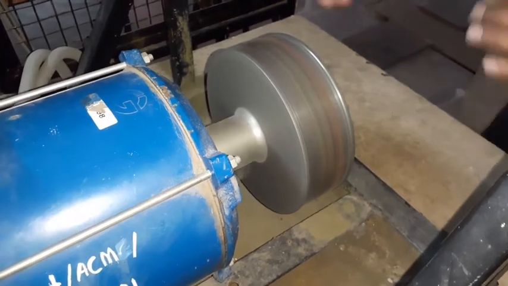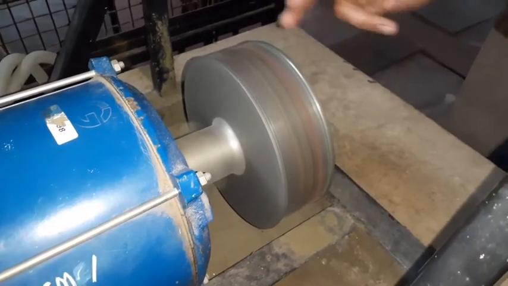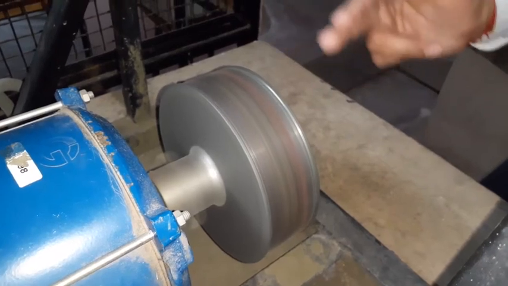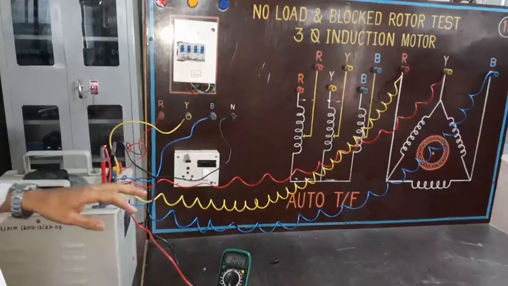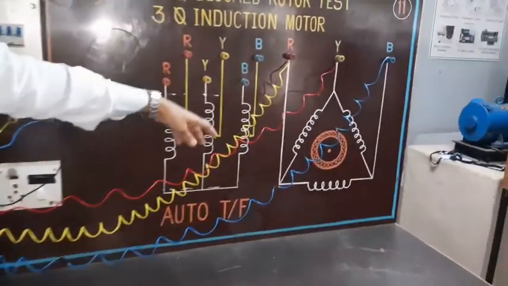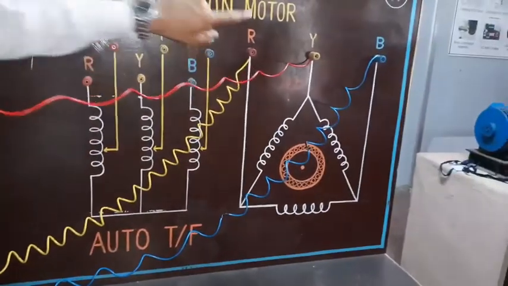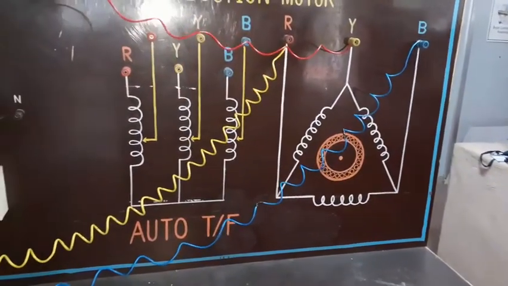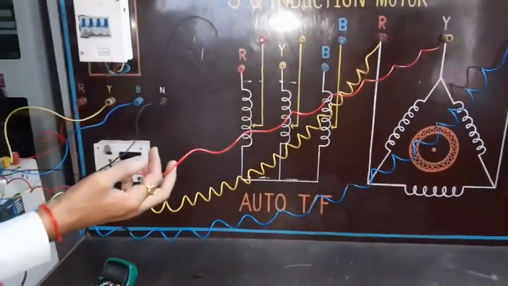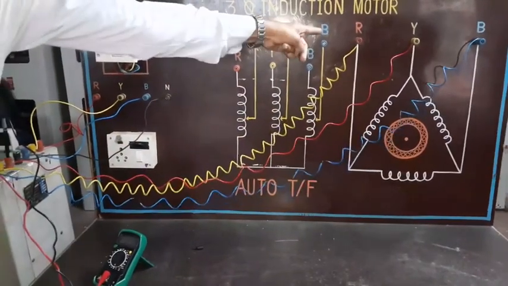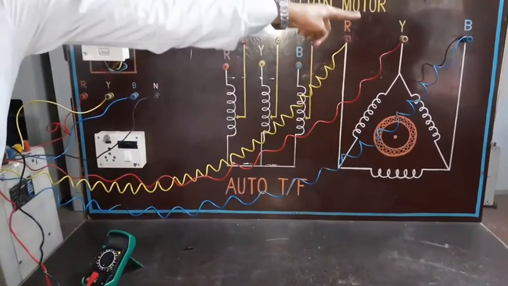Now I am in front of the motor. The motor is rotating in the anti-clockwise direction. With the previous connection, the motor is rotating anti-clockwise. Now I am reversing only these two terminals. Previously the R output I had connected to the R phase of the induction motor, but now I am connecting the R phase of the auto transformer output to the Y phase of the induction motor, and Y to the R phase, keeping the B phase as it is. That means I am exchanging only two terminals.